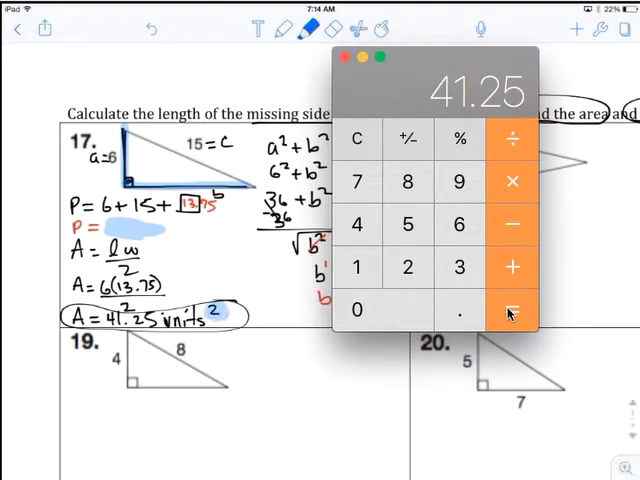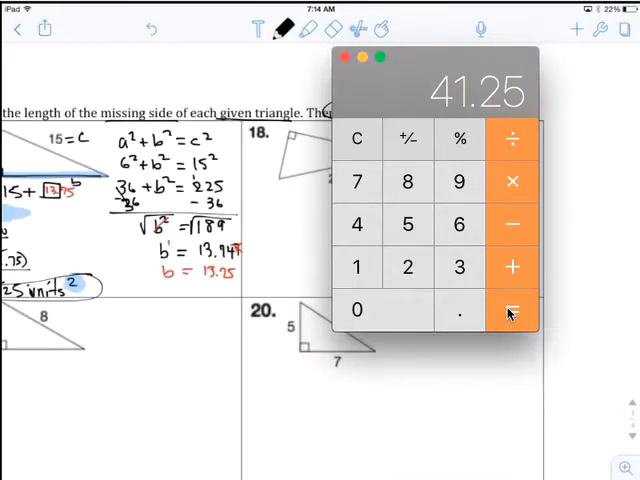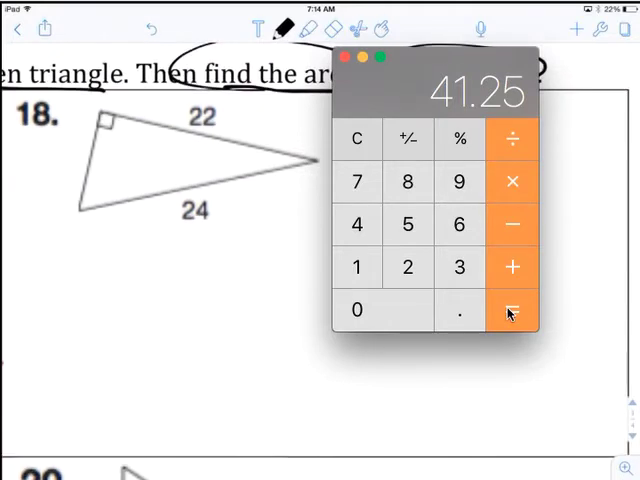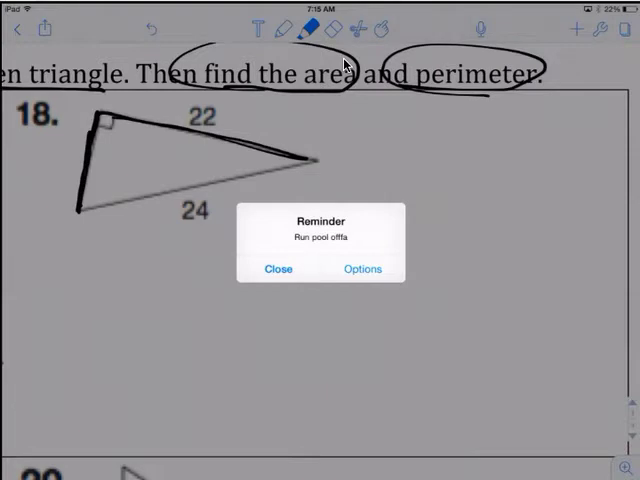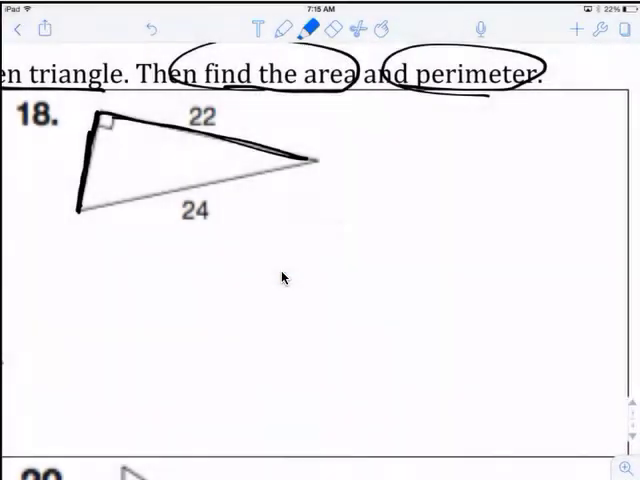Okay. All right. 18. This is A or B, doesn't matter, and this is C, because it's the two legs that hold up the 90-degree angle. Oops, closed. Okay, two legs that hold up the 90-degree angle. So A is missing, B is there, and this is C.